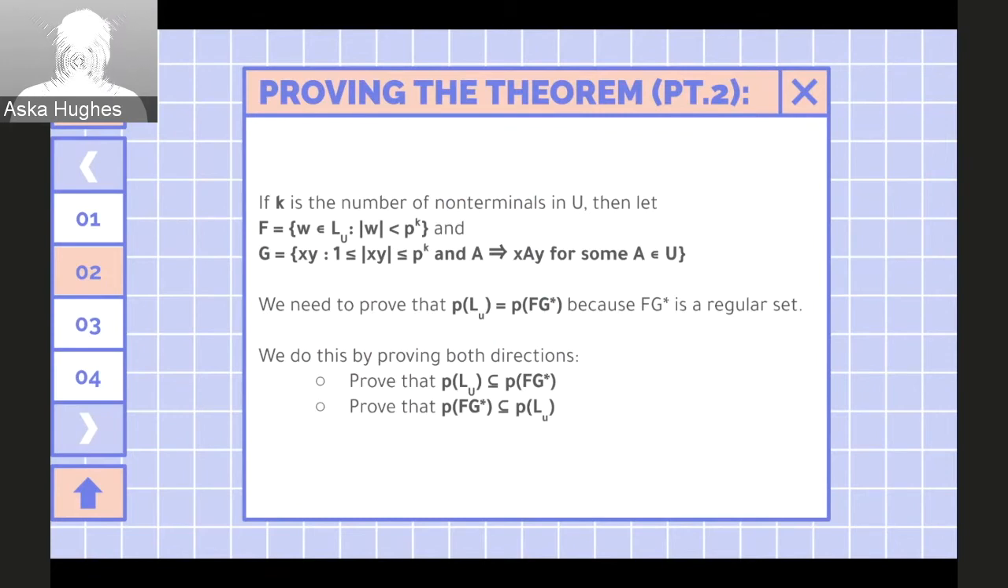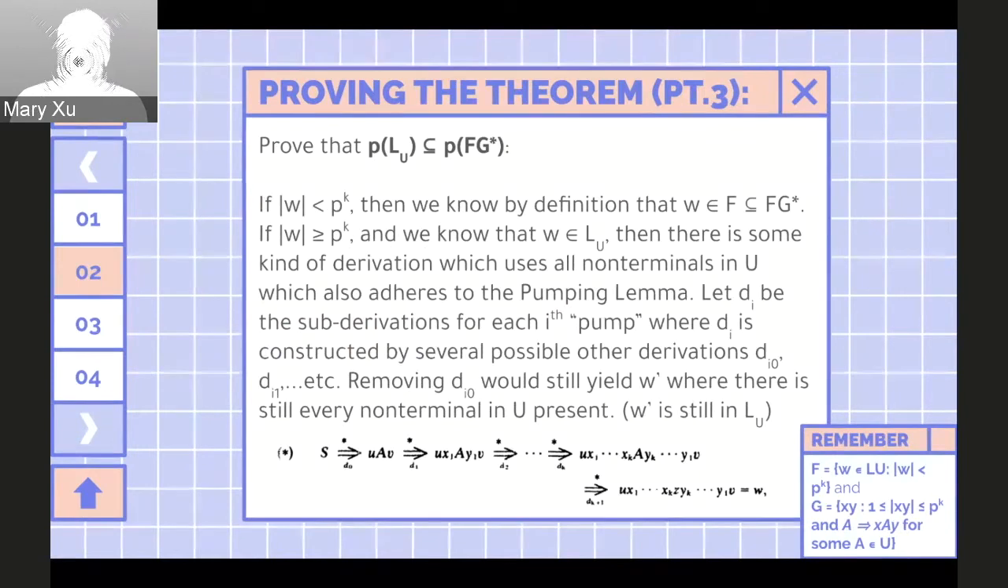So I'm going to hand it off to Mary. Yeah, so let's go into the nitty-gritty of this proof. First we're going to prove that P of L sub U is a subset of P of FG star. Before I go into this, to save some time, I'm going to give just a brief overview of what these slides are talking about. If you do want to learn a little bit more and read in detail, make sure to pause the video and do that if you want.